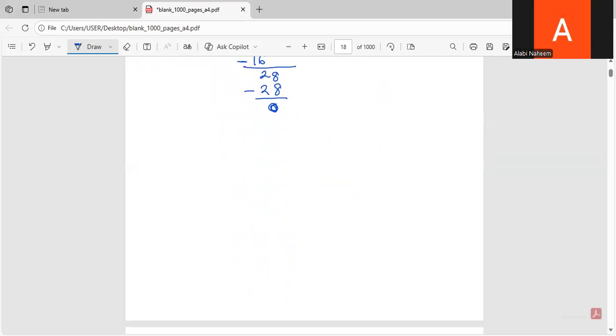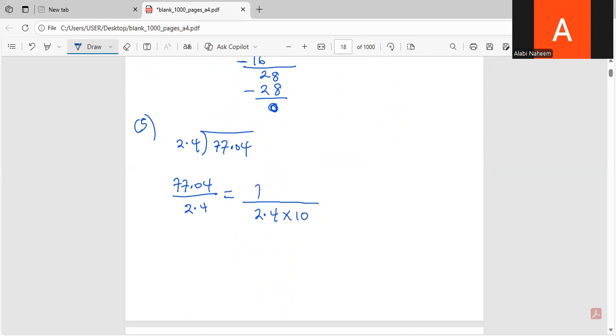The next question. We are dividing 77.04 by 2.4. Also, in this case, the divisor is a decimal number. So we convert it to a whole number. How do you convert? We can see that 77.04 is the dividend. 2.4 is the divisor. So this is how we place it. Since 2.4, which is the divisor, has one number after the decimal point, what do we do? We multiply by just 10. And we must also multiply 77.04 by 10, just like we've said earlier.